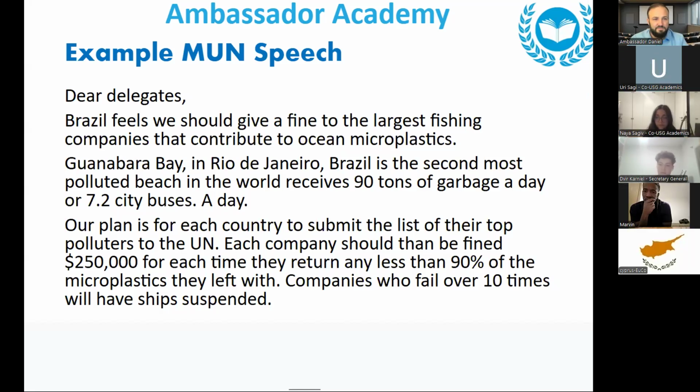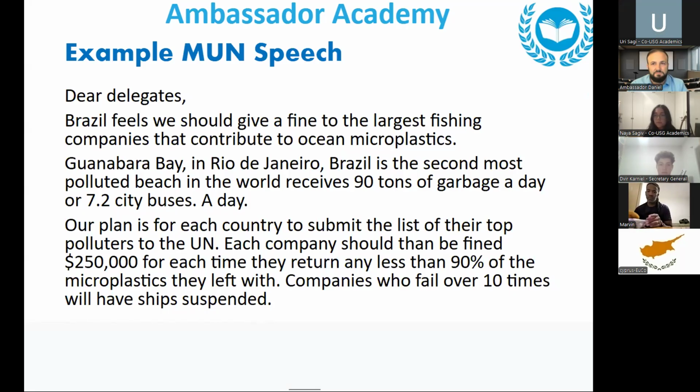Dear delegates, Brazil feels we should give a fine to the largest fishing companies that contribute to ocean microplastics. Guanabara Bay in Rio de Janeiro, Brazil is the second most polluted beach in the world, receives 90 tons of garbage a day, or 7.2 city buses a day. Our plan is for each country to submit the list of their top polluters to the UN. Each company should then be fined $250,000 for each time they return any less than 90% of the microplastics they left with. Companies who fail over 10 times will have ships suspended.